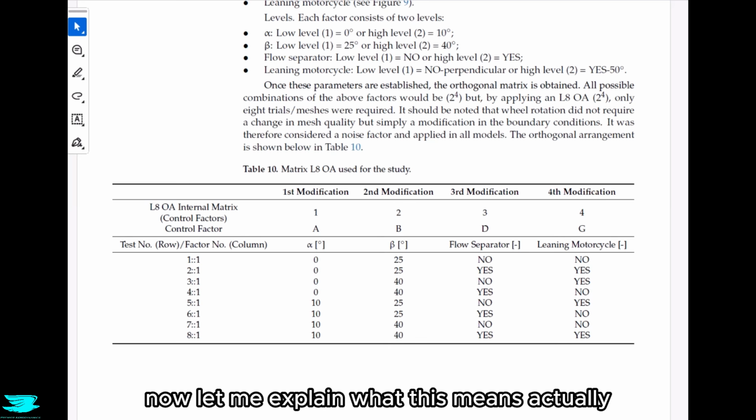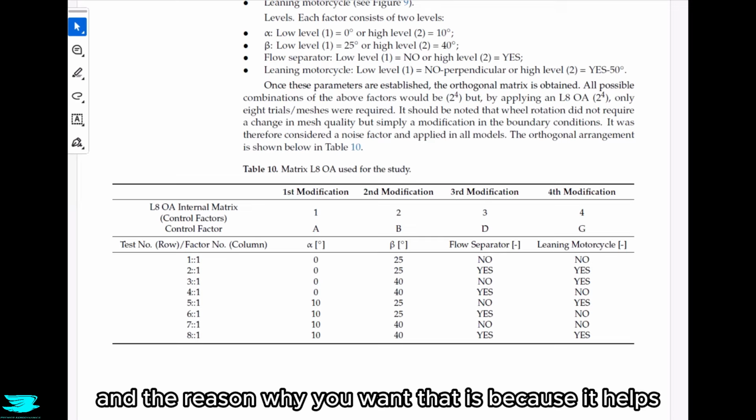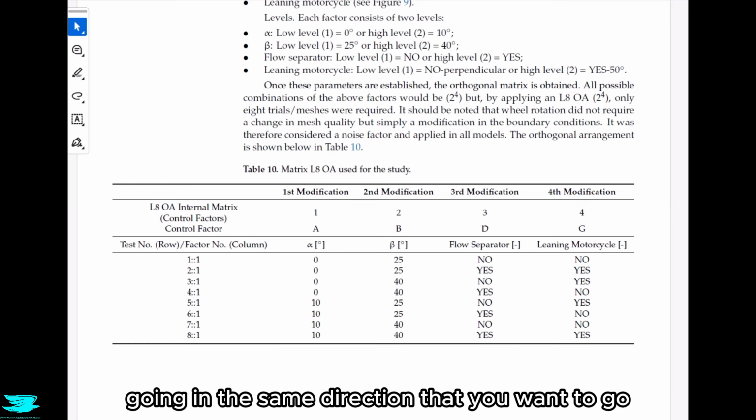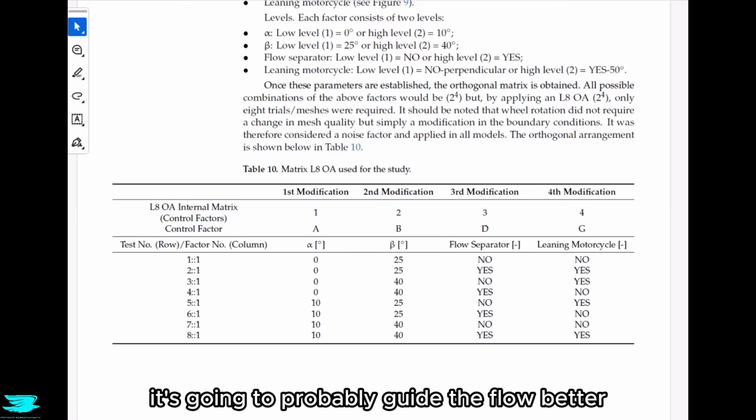Now, let me explain what the flow separator inside the redirector means. It is this little vane inside that cuts it kind of in half. The reason you want that is because it helps keep the flow going in the direction that you want. If you don't have that inside, as the flow enters the redirector, it can just jumble around and you don't know where it's going to go. So with the flow separator, it's going to probably guide the flow better.